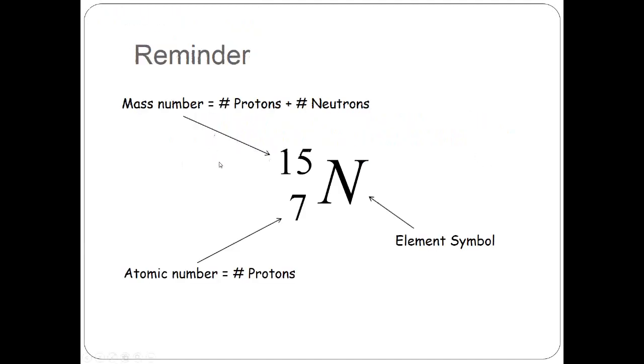So just a review, when we do talk about nuclear equations in a little bit, we always write everything in isotope notation. And so when we do that, we put the symbol here. We just write it out with the letters from the periodic table. But we're always going to have these numbers. So remember, mass number is your protons plus your neutrons, and your atomic number is just your protons.